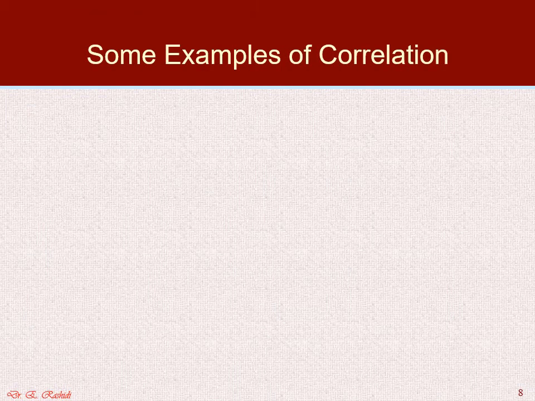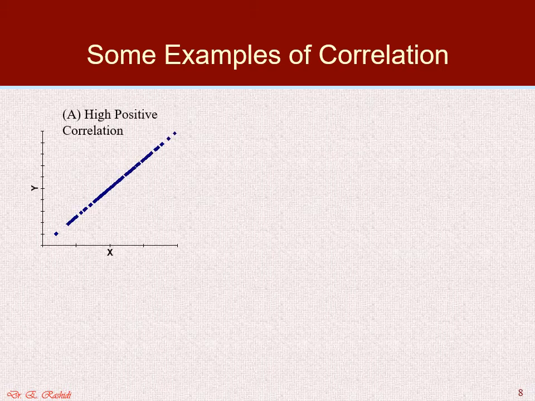Let's see some visual examples for correlation. This shows a high positive correlation, I would say a perfect correlation of 1 between x and y, because as you see here, there is absolute concentration of these data points around this line. This is a straight line. So this is a perfect linear relationship between x and y, and the correlation would be +1.